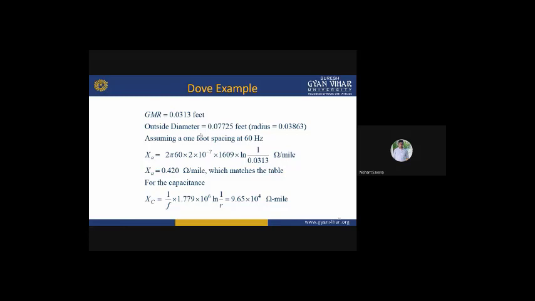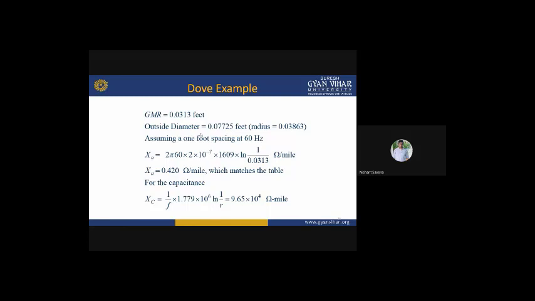Now let's take an example for the dove conductor. The GMR for the dove conductor is given as 0.0313 and the outside diameter is given as 0.07725, so the radius will be equal to 0.03863. Now assuming 1 foot spacing at 60 hertz, the reactance for phase A, the inductance for phase A, can be calculated as 2 pi F into 2 to the power minus 7 into log of 1 upon GMR.